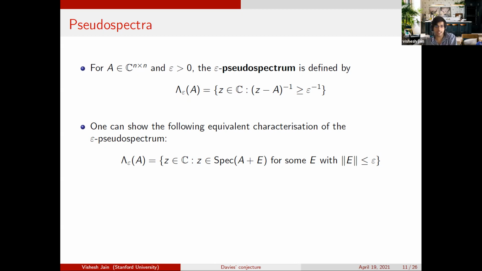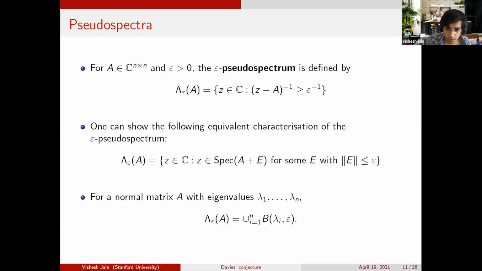The second characterization says that the way I can view the epsilon pseudo spectrum is I start with my matrix A. I can look at all possible perturbations of A by matrices of norm less than epsilon, and then look at the spectra that I can get, right? So I'm looking at the union of the spectra under all possible epsilon perturbations. That's an inherently perturbation theoretic approach, and this is what's going to be useful to us: firstly that these two are equivalent, and second that the second definition is manifestly perturbation theoretic.